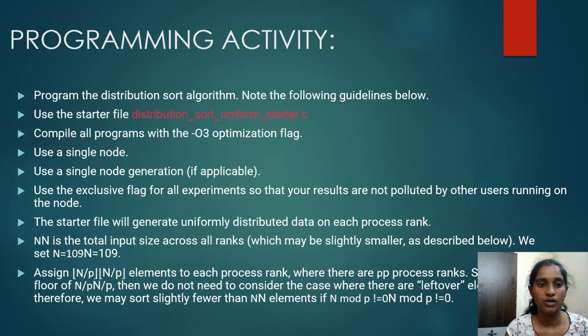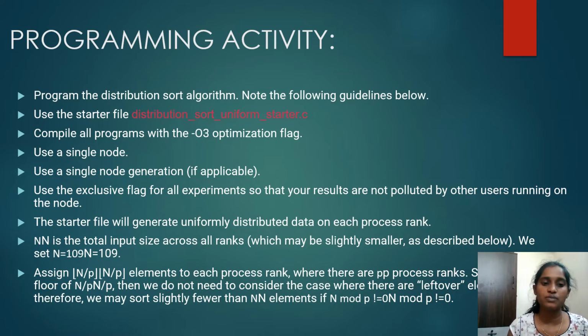Programming activity. Program the distribution sort algorithm. Note the following guidelines below. Use the starter file distribution sort uniform starter. Compile all programs with the -O3 optimization flag. Use a single node. Use the exclusive flag for all experiments so that your results are not polluted by other users running on the node. The starter file will generate uniformly distributed data on each process rank.